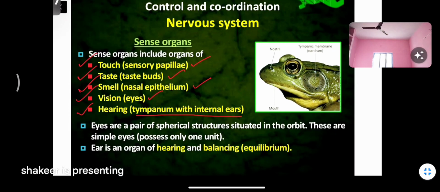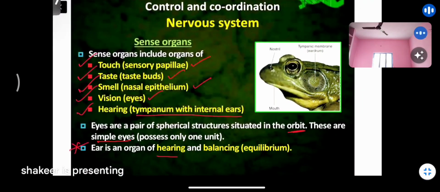Okay. So the eyes are a pair of spherical structures situated in the orbit, in an orbit-like arrangement. And they are simple eyes. What is meant by simple eyes? There is only one eye, a single unit of eye, which is called a simple eye. Compound eyes are also present, no? For example, previously we studied cockroach and dragonfly. They have compound eyes. Are you able to understand? Some 2000 very simple eyes make a compound eye. But in the case of the frog, we have a simple eye itself. So this is one important bit here.